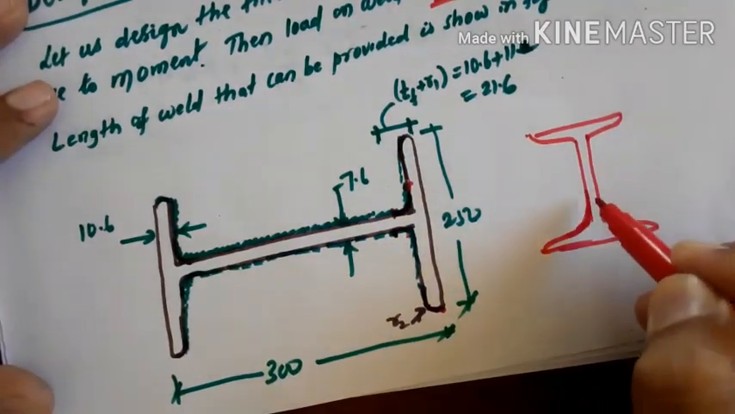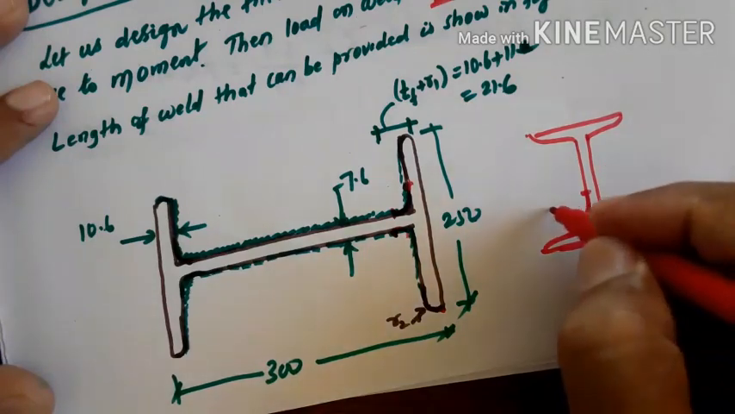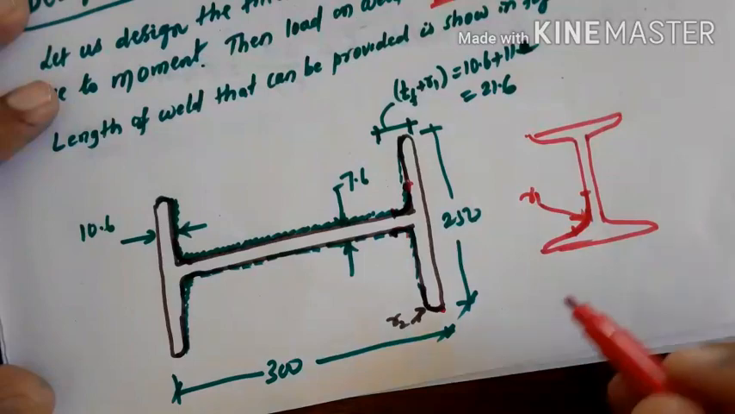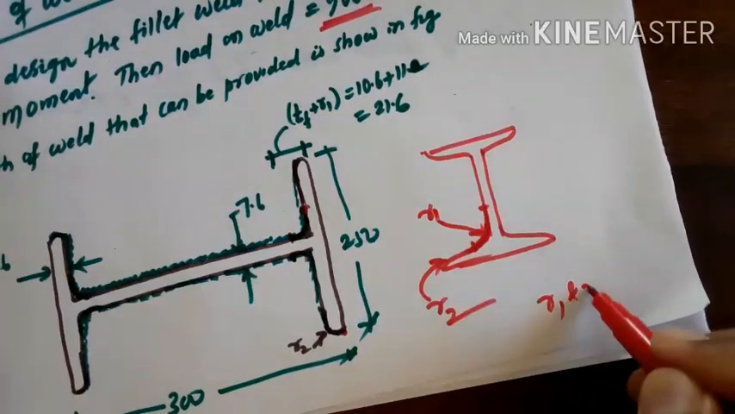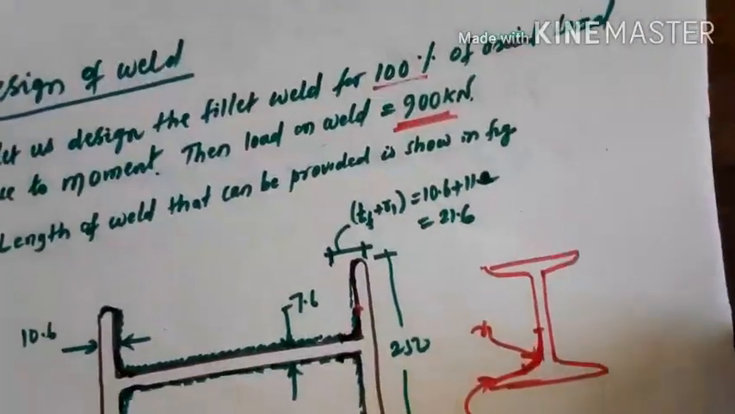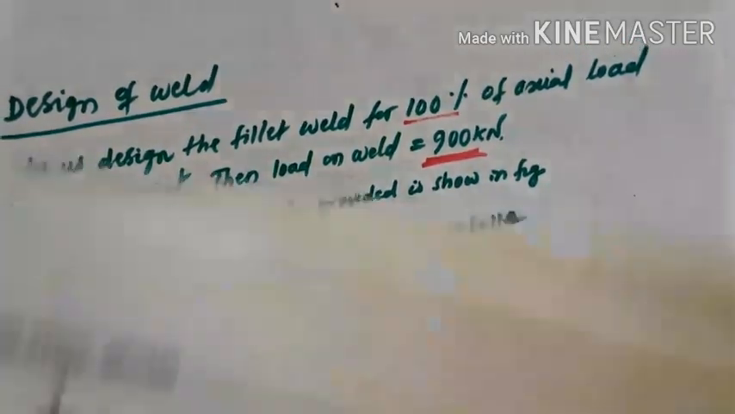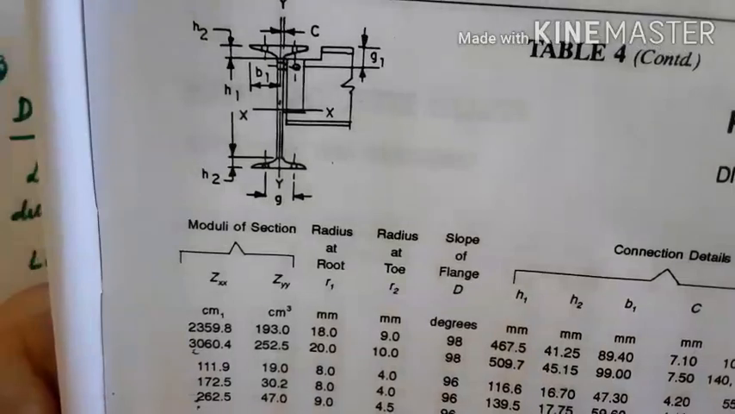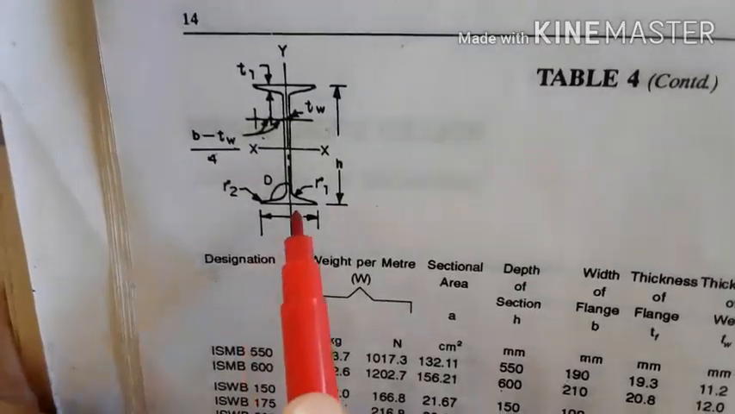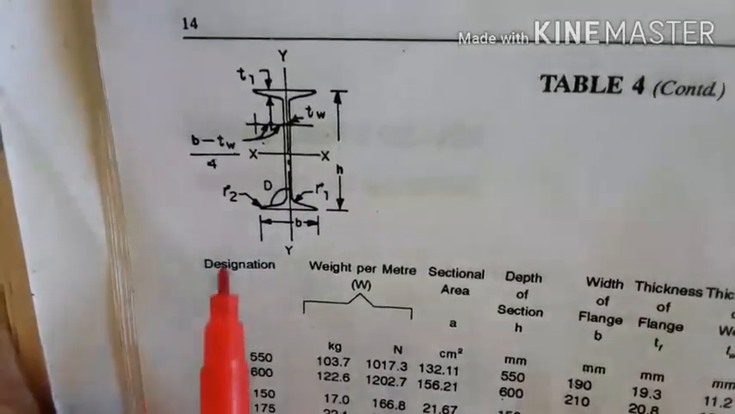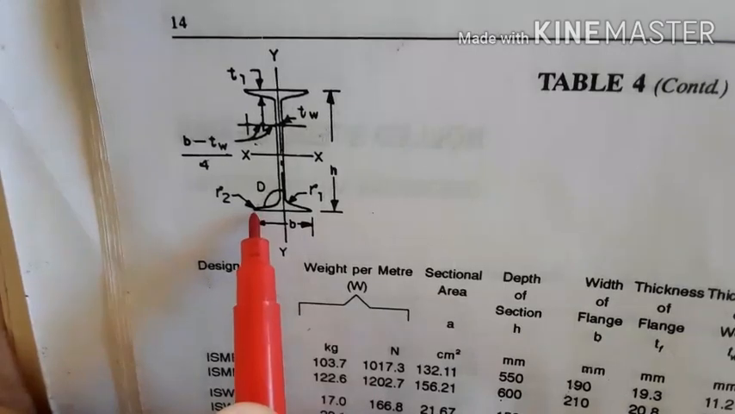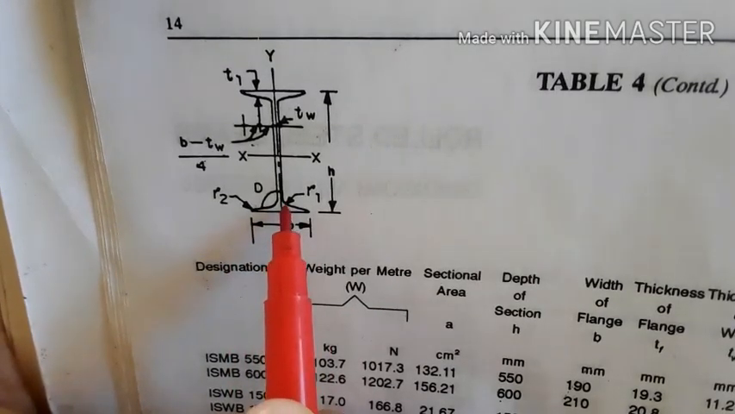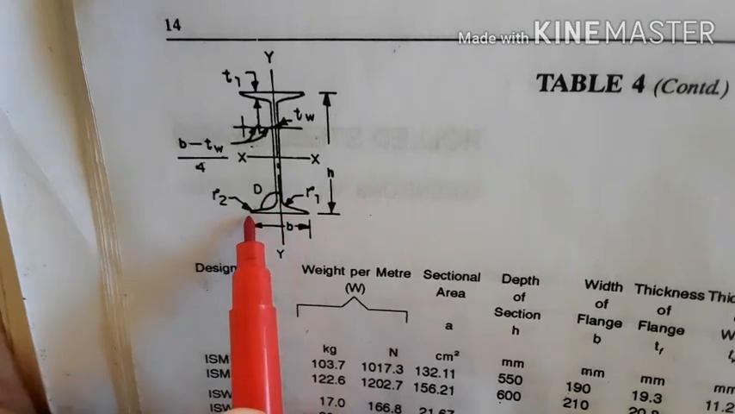This portion, up to here and here, is marked as R1, and this one is marked as R2. You have to get R1 and R2 from the steel table. So here it is marked, root radius R1 and R2. So here you need not do any welding, leaving that portion, the root radius at the junction, as well as here.